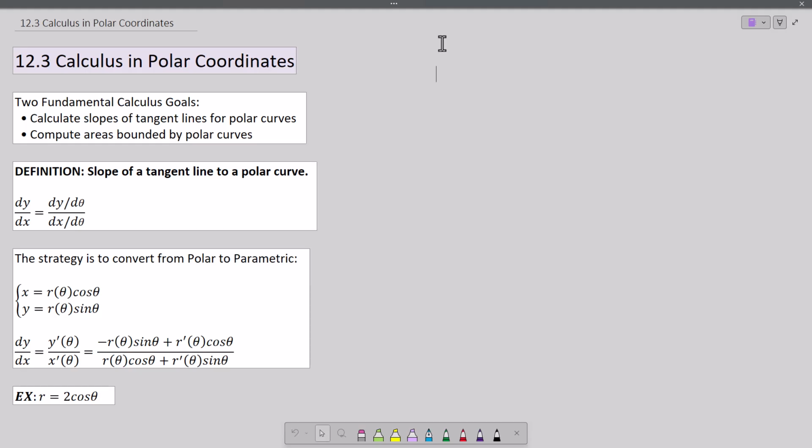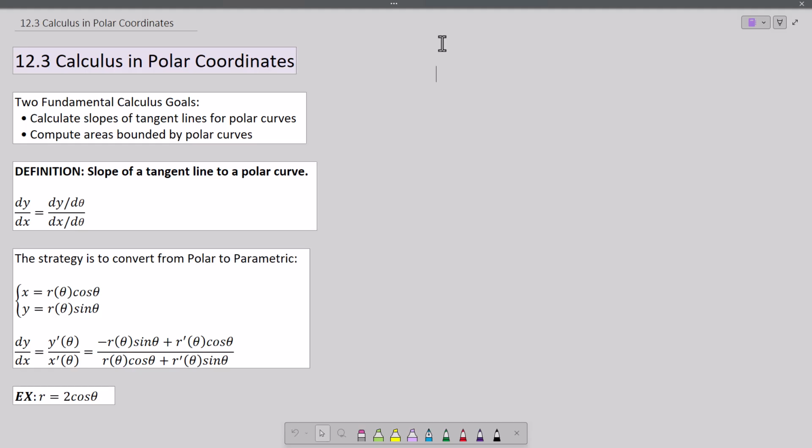And now we've introduced this new polar coordinate system. We want to do the same thing. Now we want to figure out the calculus stuff. We want to figure out tangent lines. We want to figure out horizontal and vertical tangent lines. So we have 2 goals. One, tangent lines to the polar curves.